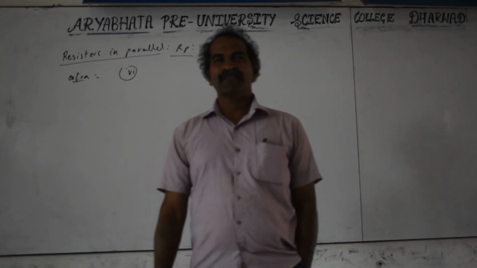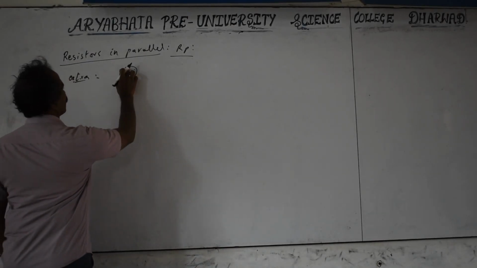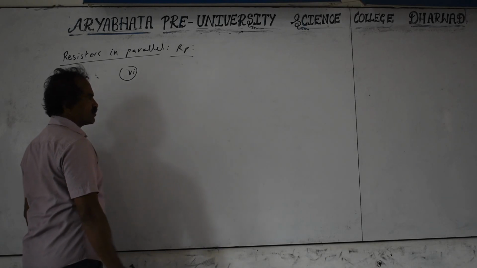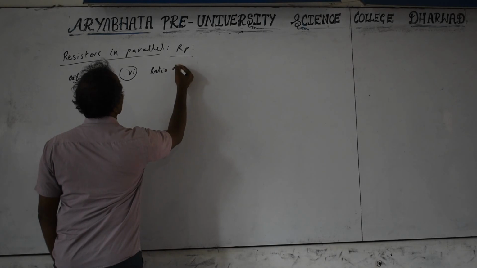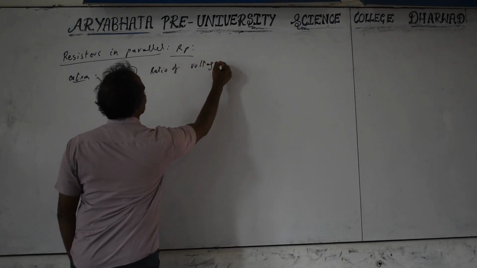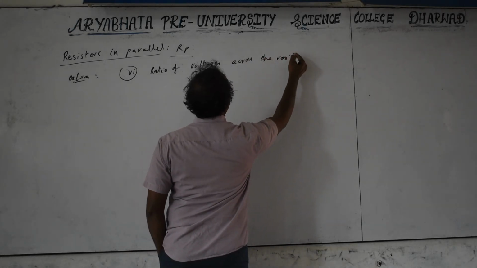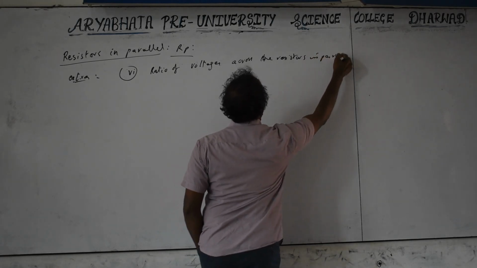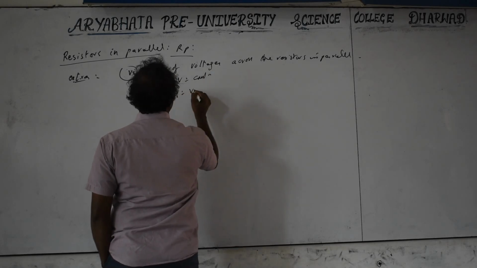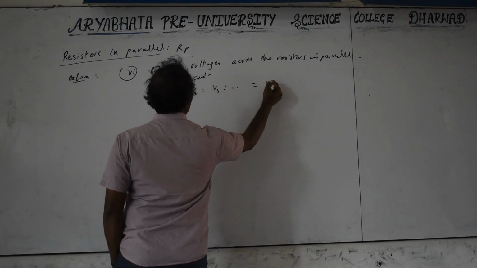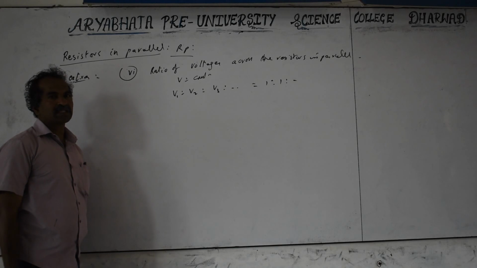Good morning, students. We are discussing the extra points related to resistors in parallel. Five points we have already discussed, only one point is left. Next one is the ratio of the potential differences, the ratio of voltages across the resistors in parallel. Potential difference V is constant per combination, therefore the ratio of the voltages is 1:1:1. In series combination, the current ratio is 1:1:1, and in parallel combination the voltage ratio is 1:1:1.